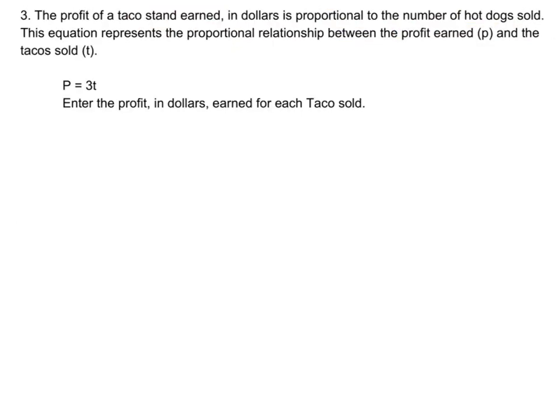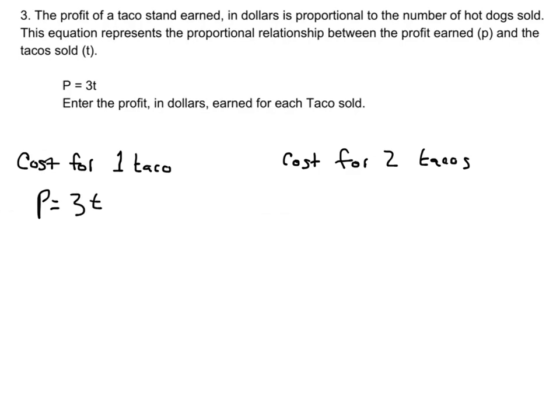Okay. Cost for, let's look at this. They gave us the equation. So cost for 1 taco. We have P equals 3T. That should say profit. Alright, so we changed that. Good. So we're trying to find the profit for 1 taco. So profit equals 3 times however many tacos we sold. We're just saying 1 right now. We sell 1 taco here, and the profit equals $3.